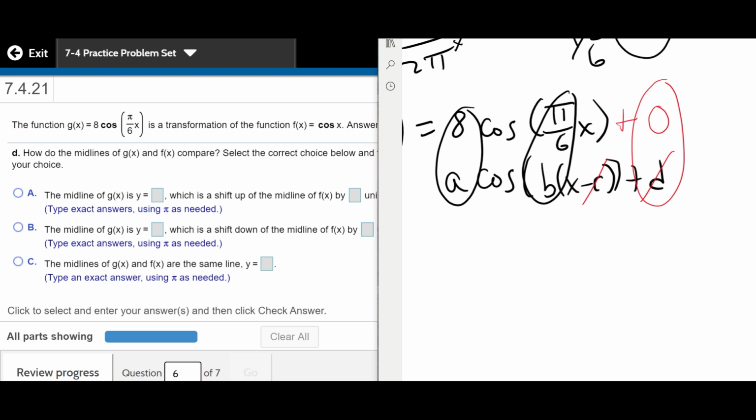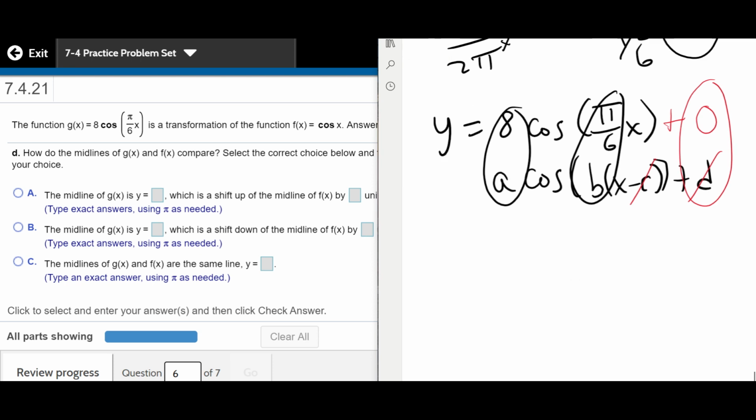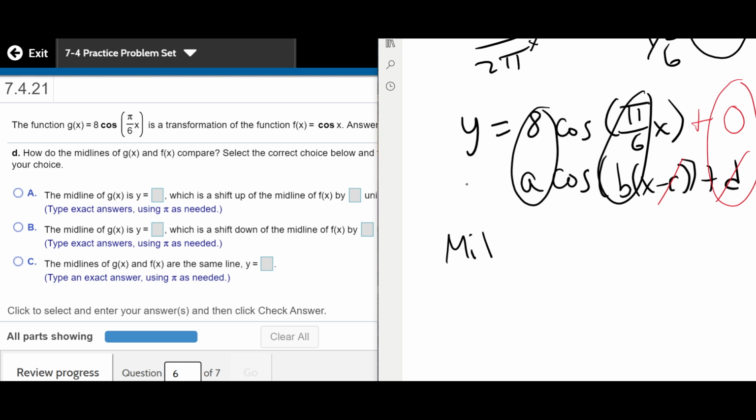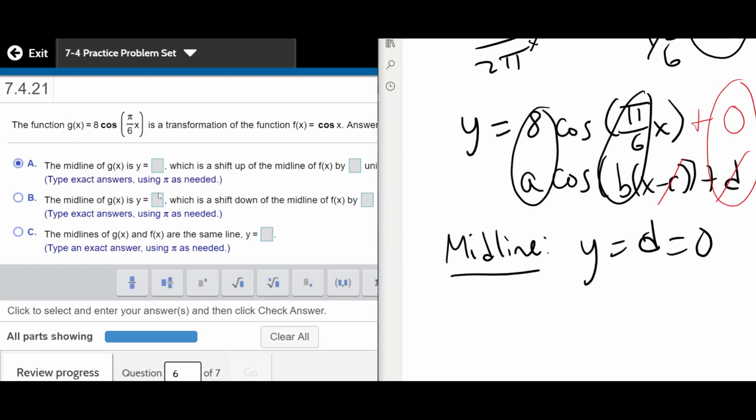Now remember that the d actually tells you the midline. So the midline for this is y equal to d, which is 0. Okay, so that's the midline. The midline is y equals 0. So the midline of g is y equals 0.